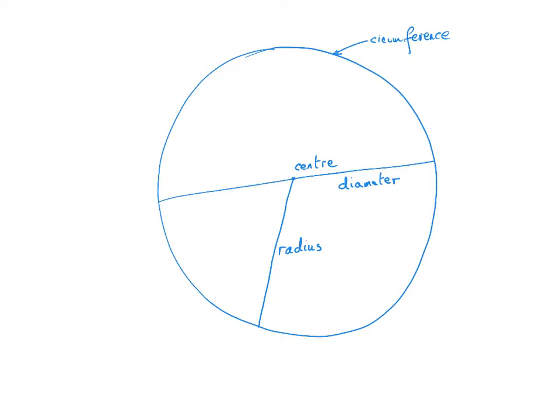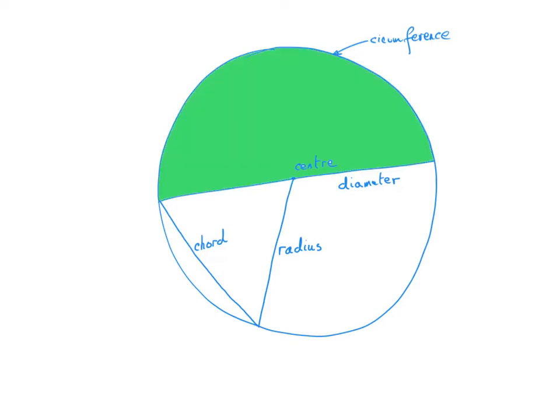If we join 2 points on the circumference together with a straight line, this is called a chord of the circle. This half of the circle here, let's just see whether we can colour it in. Yes, is called a semicircle.